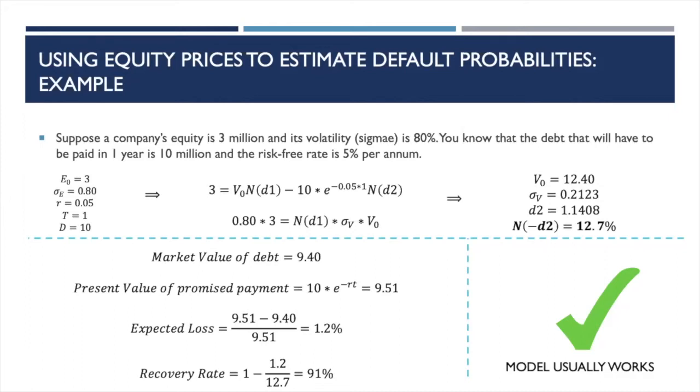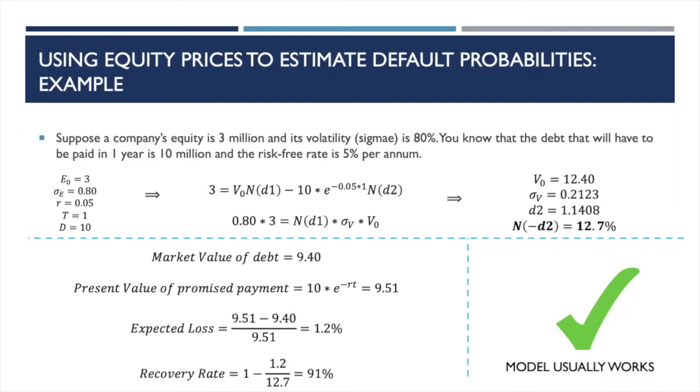We put these values into the equations shown below and solve the system, and we obtain that V0 is 12.40 and sigma V is 0.2123. On the other hand, the parameter d2 is 1.1408, and therefore we find that the probability of default is 12.7%. The market value of the debt is 12.40 minus 3, which is equal to 9.40.